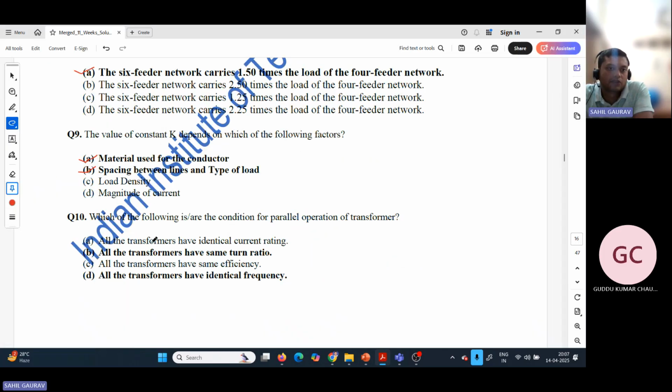Now question number 10: which of the following is a condition for parallel operation of transformers? You have studied this in the undergrad course. All the transformers have the same turns ratio, and all the transformers have identical impedance. Yes, sir, both are correct.